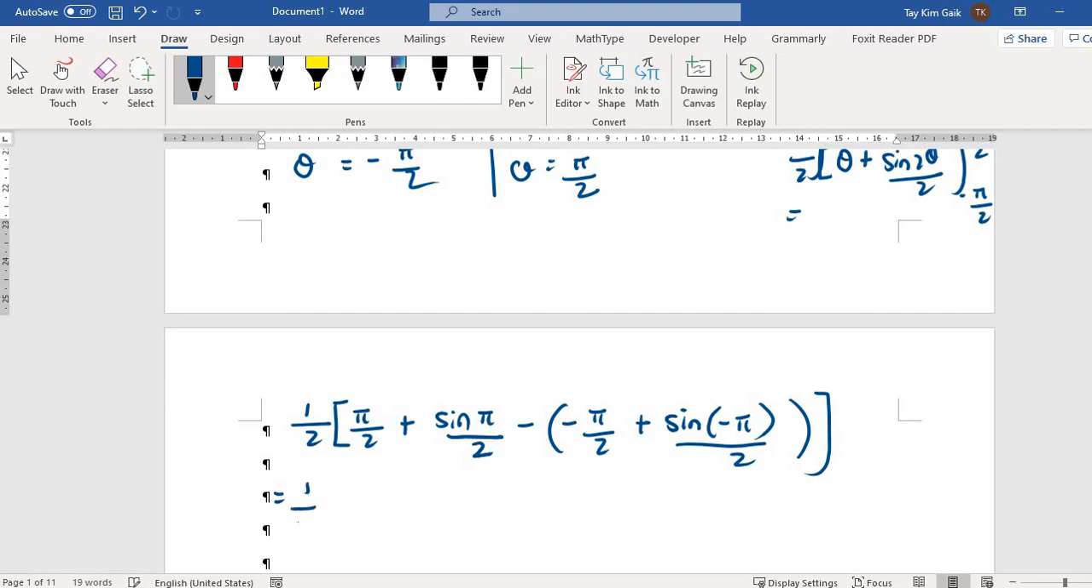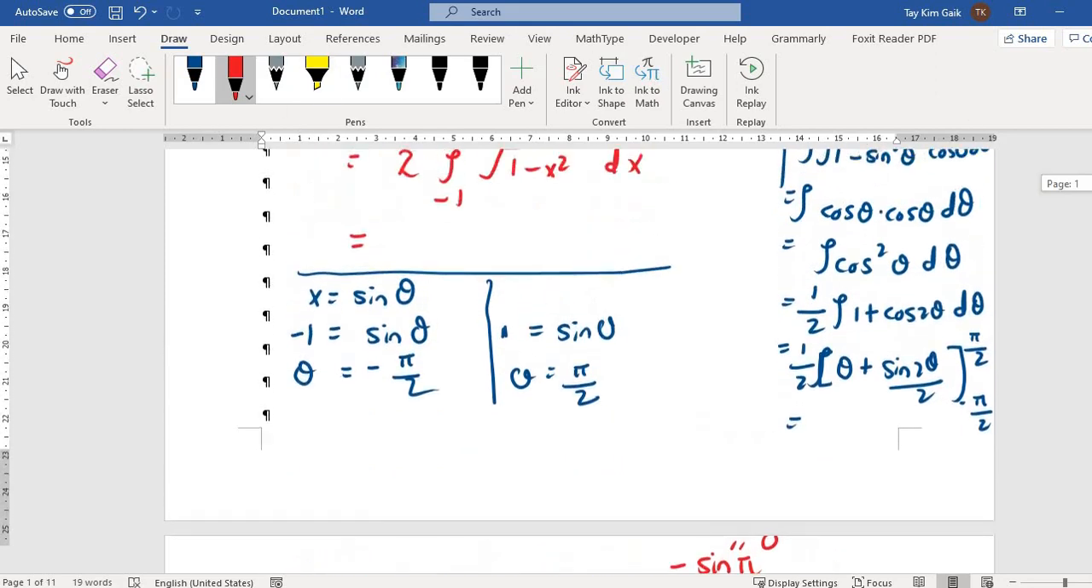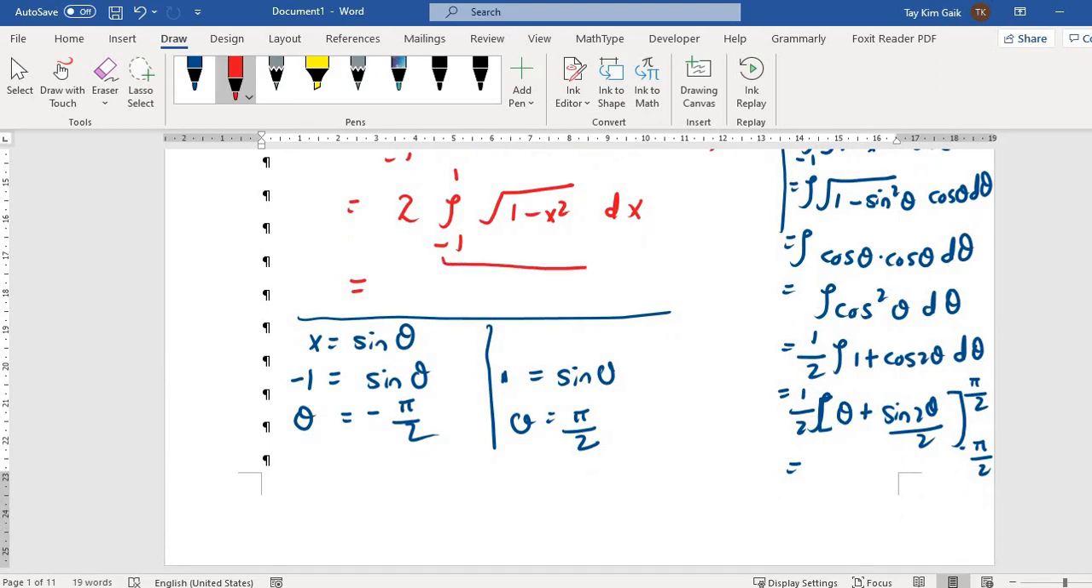So this one you get pi over 2, negative pi over 2 will be pi. This one will be pi. Sin pi over 2, sin pi is 0. Sin negative pi becomes negative sin pi, and sin pi is 0, so this one also 0. So that's why pi over 2 minus negative pi over 2 you get half pi over 2. Pi over 2 is actually what we just evaluated, 2 times pi over 2. That's why the answer is pi.